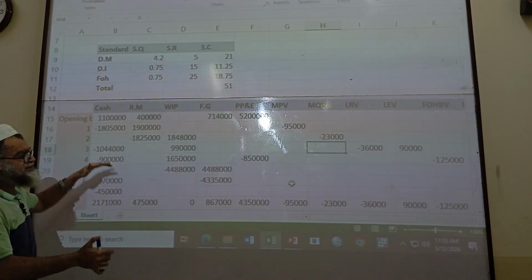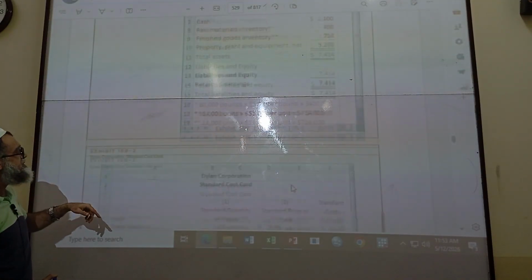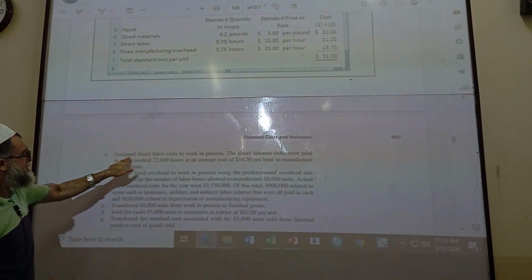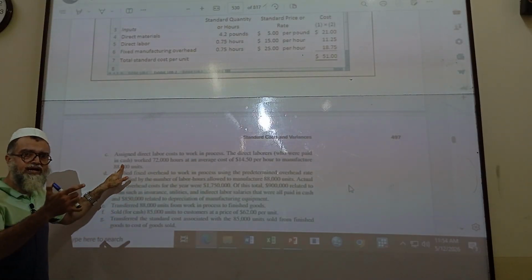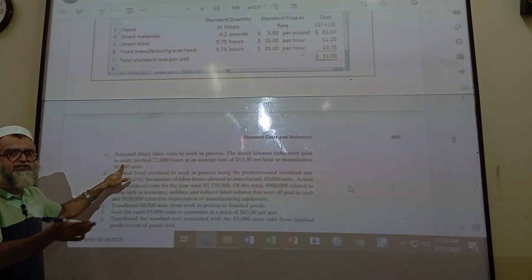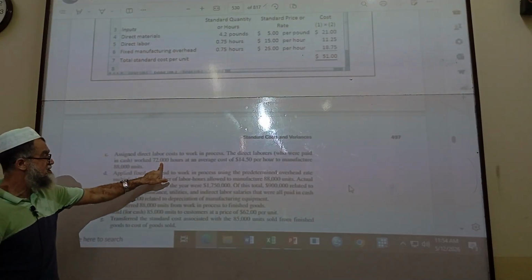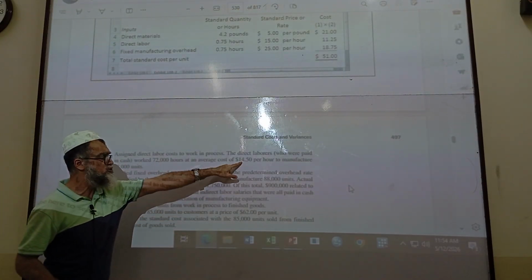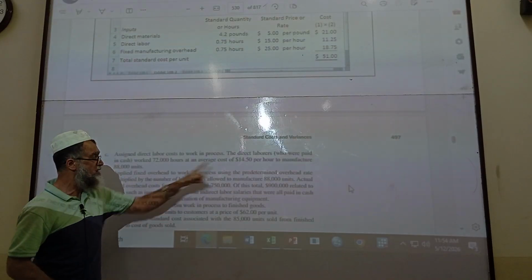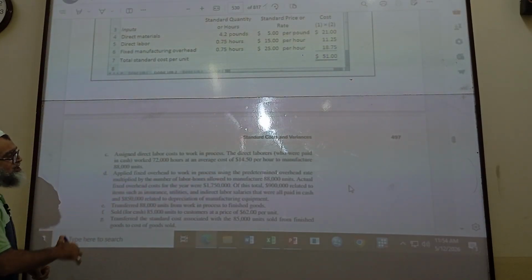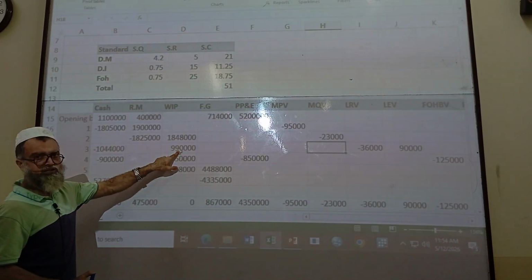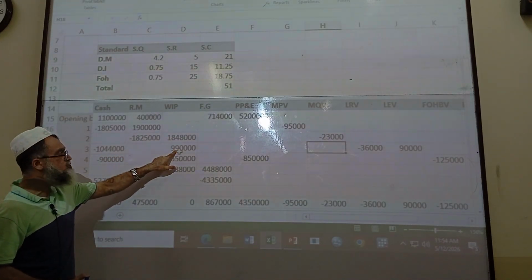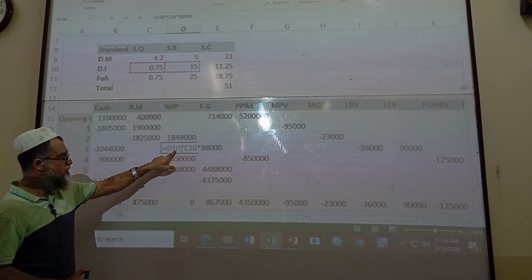Now the third one is about labor. For labor, the details given in the question are assign direct labor cost to work in process. Now for labor, we need to calculate both the variances in one transaction, because labor cannot be stored. So it says 72,000 hours worked at an average cost of 14.5. Now this amount is the actual. So the actual amount is paid in cash, so cash will be subtracted, and work in process will be added. Now this once again should be based on standard.